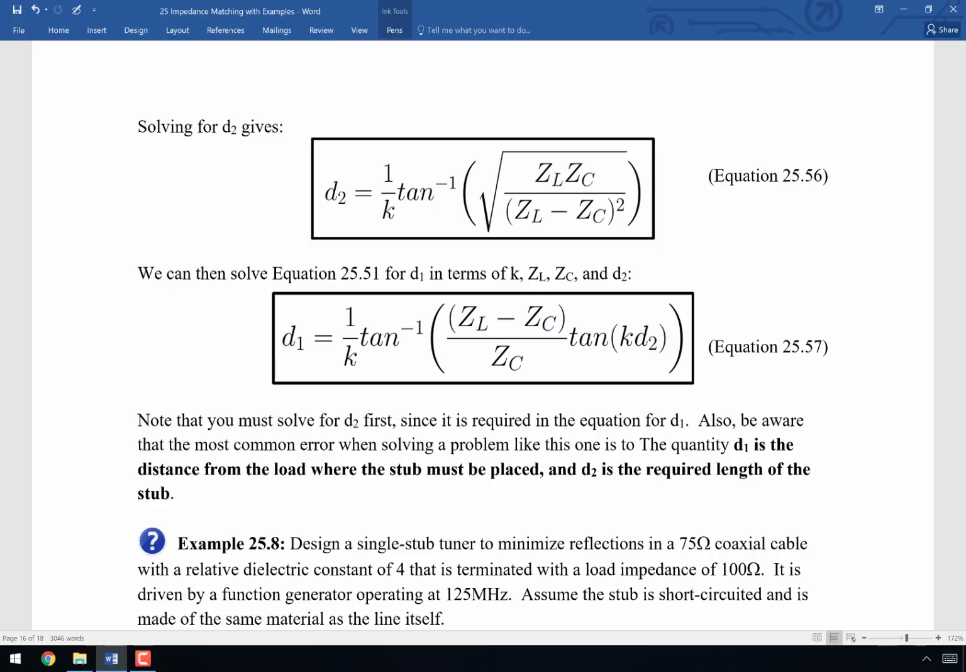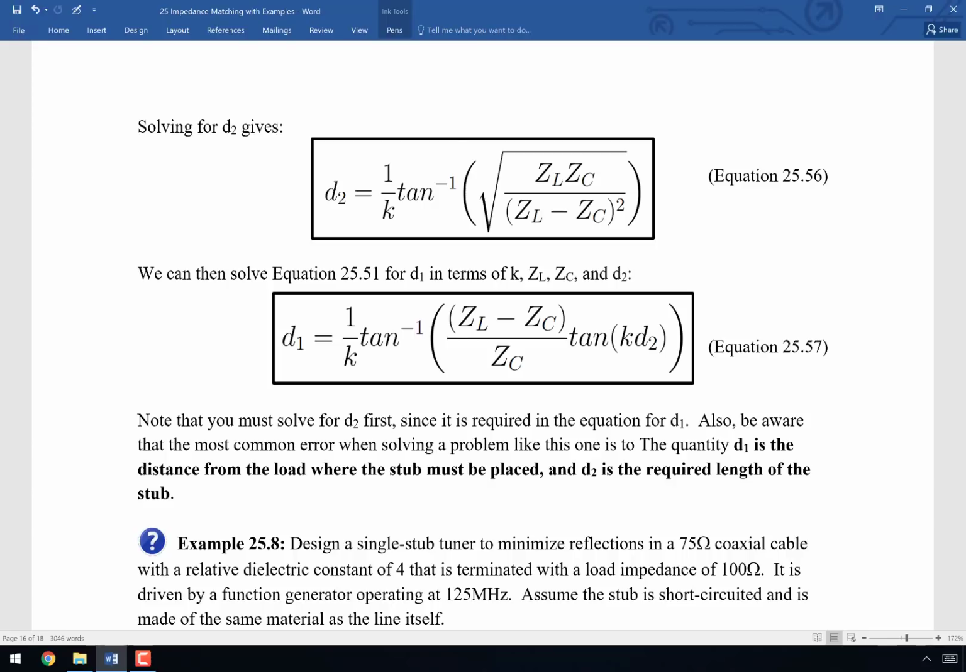So notice that I know K, I know Z sub L, I know Z sub C, I know D2 because I just found D2 up here. Now, I could take this quantity right here and substitute it in for D2, and that would make equation 25.57 a nightmare. So that's why I'm not doing that, but I just want you to know that you must solve for D2 first before you can solve for D1. But if you do that, you're going to end up with these expressions, which are actually not too hard to work with. It's actually very nice.